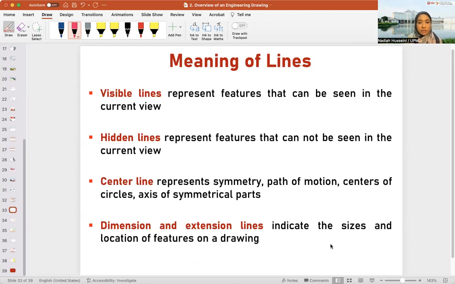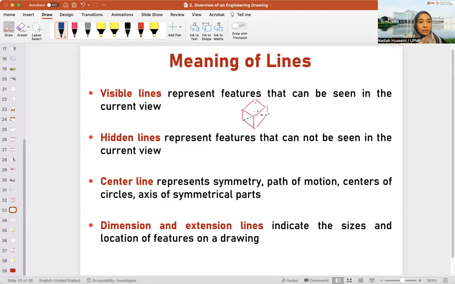Visible lines represent the features that can be seen in the current view. Contohnya, saya ada cube. This is my visible line. Yang merah ni lah, walaupun buruk, visible line. Hidden lines represent features that cannot be seen in the current view. Macam mana tu? Sekejap, saya kena berusaha lukis lawa sikit lah. Dah lah saya lecturer kelas AutoCAD. Lukisan buruk-buruk pula. Okay, sekejap. Inilah terbaik saya boleh buat dalam masa 10 saat. Okay. Ya Allah, buruknya.